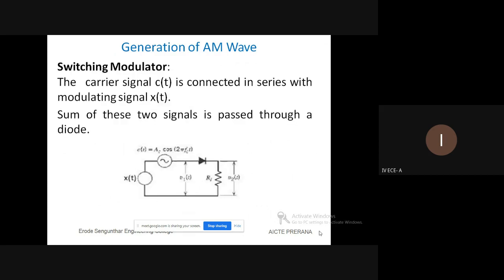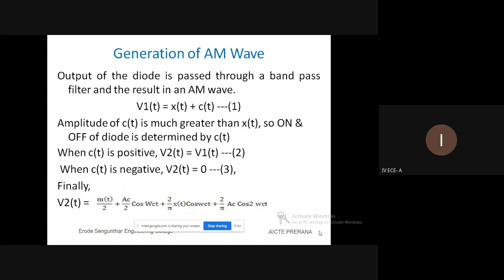Next modulator is the switching modulator. Here the carrier signal, represented as C of t, is connected in series with the modulating signal, which is represented as X of t. The sum of these two signals is given to the diode. The diode output is passed through the bandpass filter and the result is an AM waveform, which is given in equation number 1.